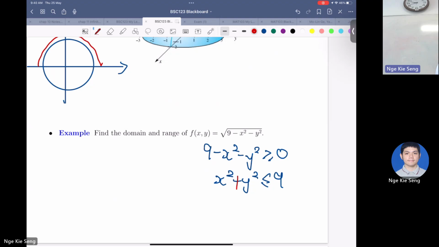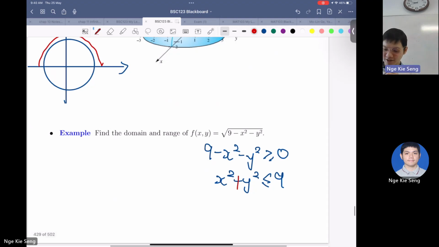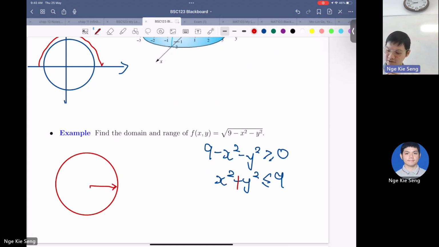No, too big. Yeah, inside the circle. So if you fill the circle, you get a disk. Right, so if you have a circle with radius 3, and then you want everything inside here, you get a disk. We call it this, right?